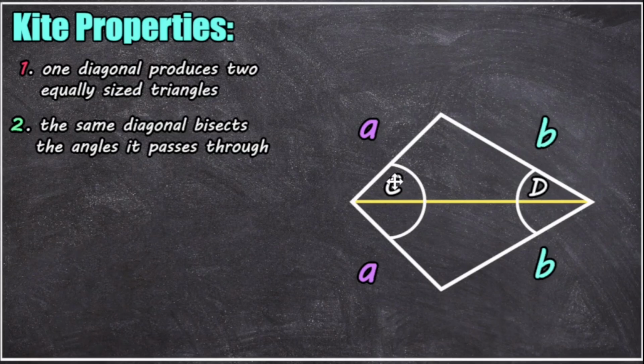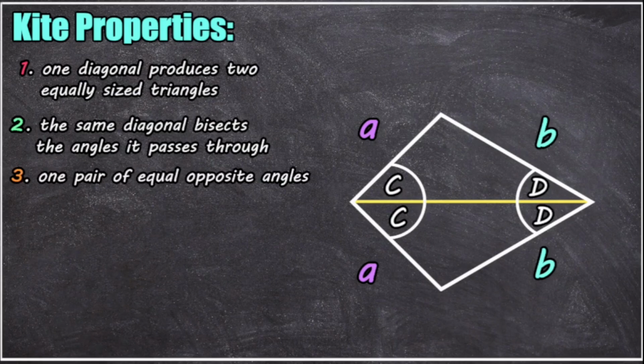We can describe the angle C in another way, and that is the angle between the edge A and the base. But that means that in the bottom triangle, the angle between the base and the edge A must also be C. The same goes for the angle D. It's the angle between the edge B and the base. So in the bottom triangle, the angle between the edge B and the base must be D. Now, if we look at the whole of the left angle and the whole of the angle on the right, we can see that they are divided into two equal parts. And that satisfies the second property that the diagonal bisects the angle it passes through.